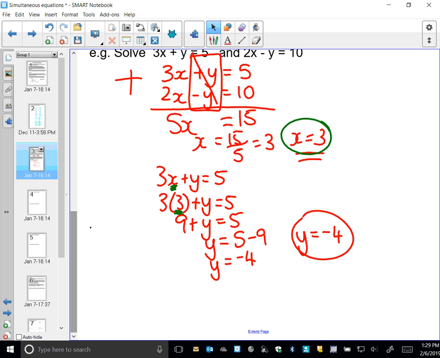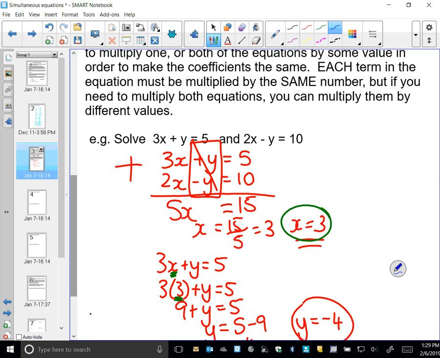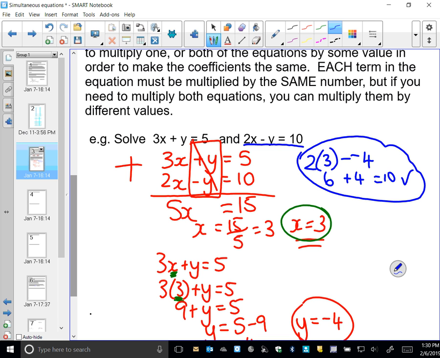So these have to satisfy both equations. So if I want to check, then these two numbers, when I put them into this equation, should give me 10. So 2 lots of 3 take away -4 should equal 10. So 2 lots of 3 is 6. When we're taking away a negative, we're adding, equals 10, so we're good. So this blue set here was my check to see that they satisfy both of them.